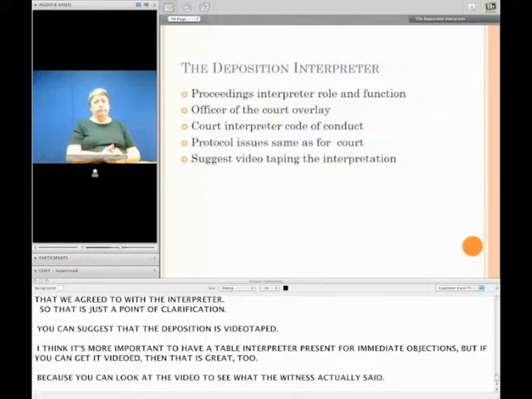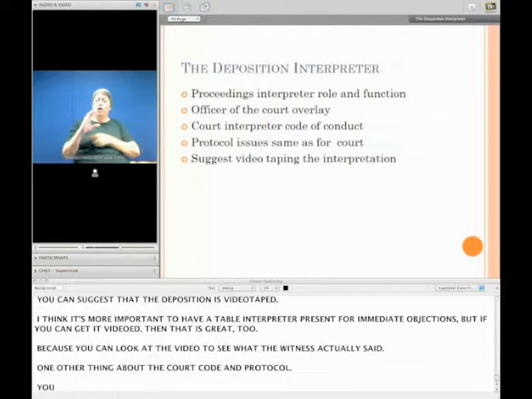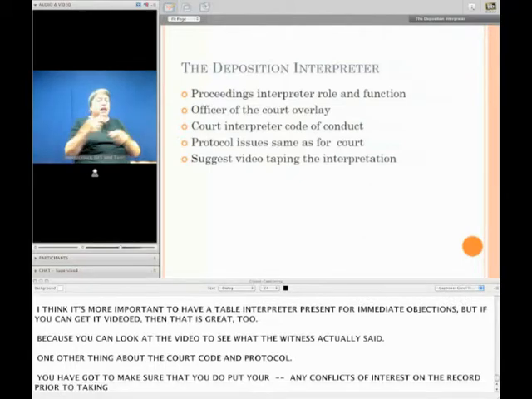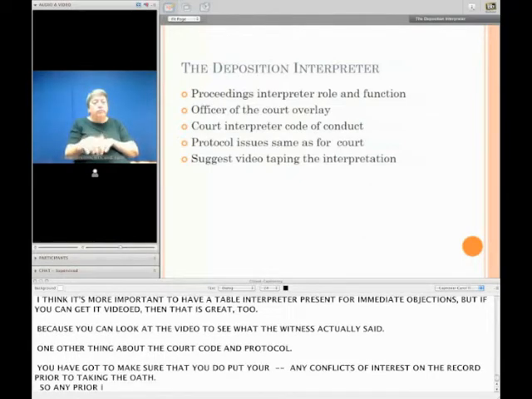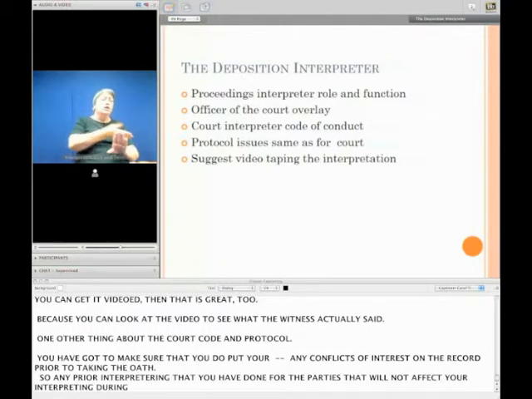One other thing about the court code and protocol, you've got to make sure that you do put any conflicts of interest on the record prior to taking the oath. So any prior interpreting that you've done for the parties that will not affect your interpreting during the deposition needs to be noted.